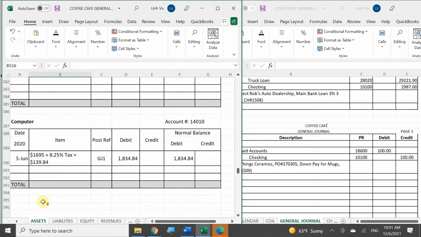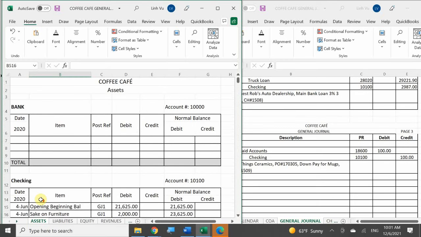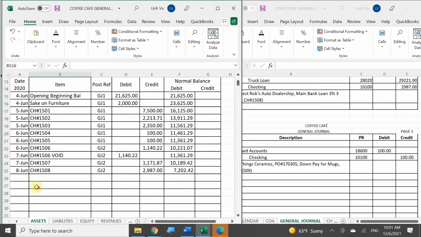I also need to go update my checking account because I wrote out a check for that amount. So check number 1509, general journal number 3, and I subtracted $100. So therefore, I should now have 7102.42.